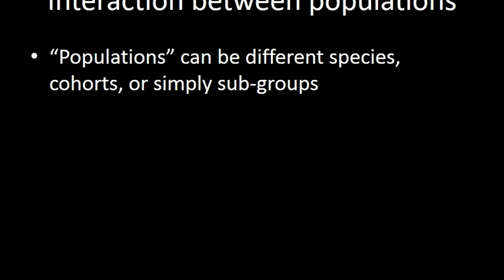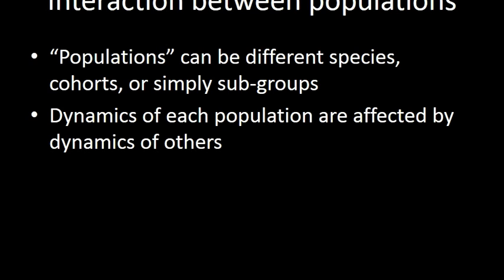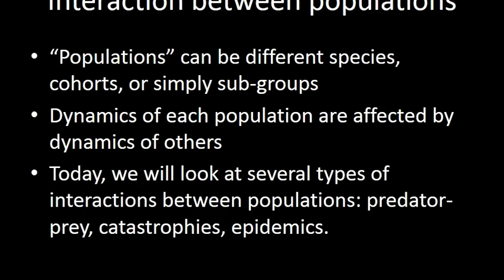I think the first thing I'll say of interaction between populations is that when we speak about populations, plural, those could be different species, could be different cohorts or simply subgroups. We're going to be doing this in the most general of senses. And the key characteristic of these interactions is that the dynamics of each population are affected by the dynamics of others. So it's a mutual interaction. And today we'll focus on several types. We're going to be looking at predator-prey interactions, which are more competition between species. We're looking at catastrophes and epidemics.